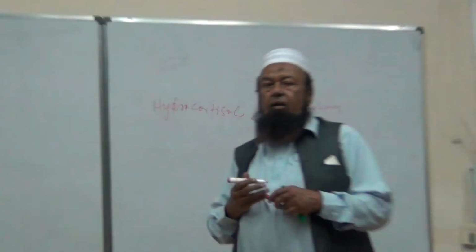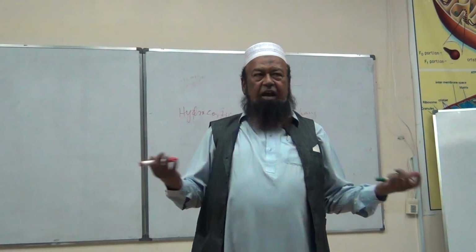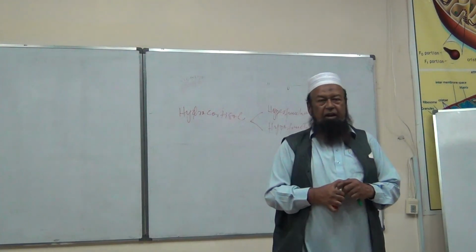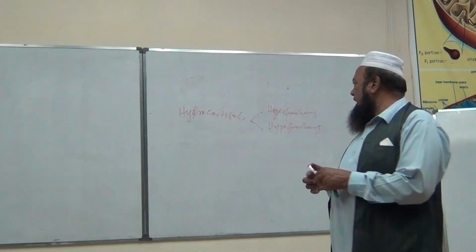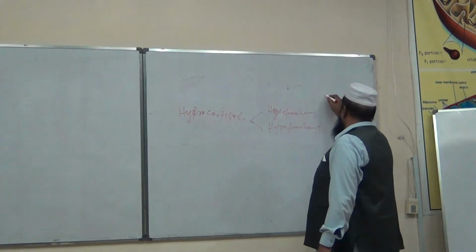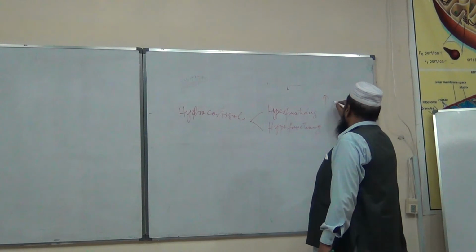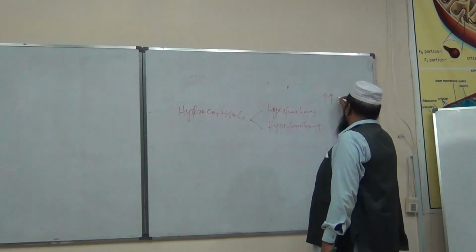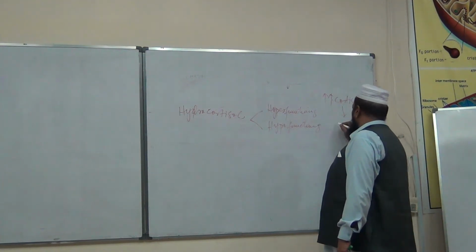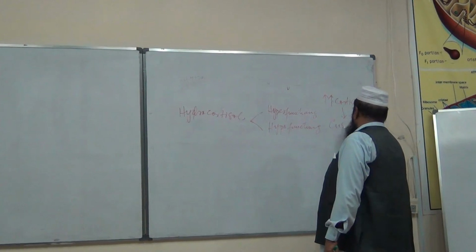So if they are functioning within the physiological range, then the normal physiology is restored. And if they are hyperfunctioning, like hydrocortisone excess, where more and more cortisol level in the blood is seen, this is called Cushing syndrome.